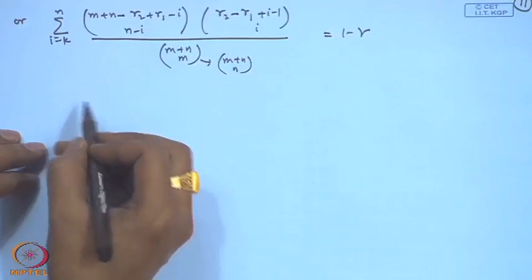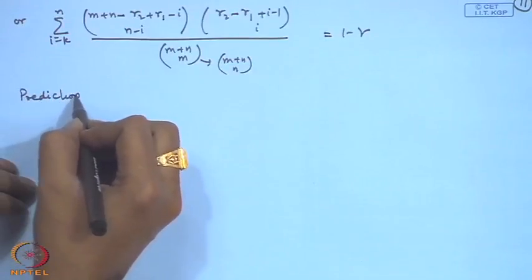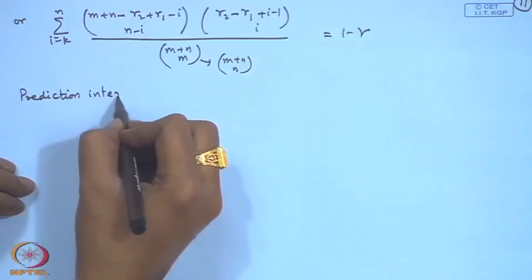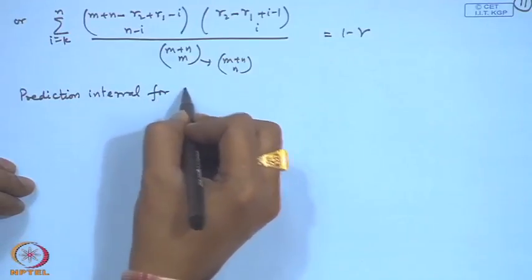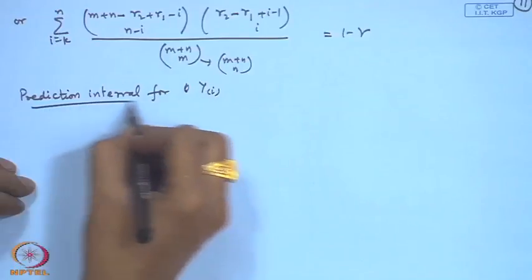In a similar way, I can consider prediction interval for the ith order statistic from the second sample, say.